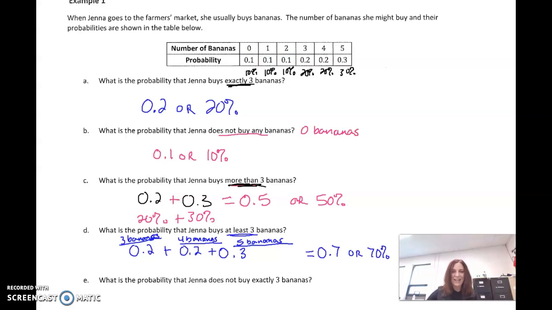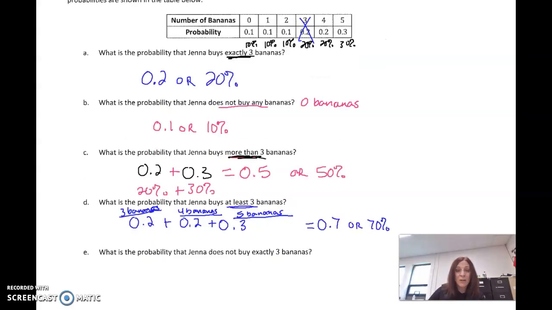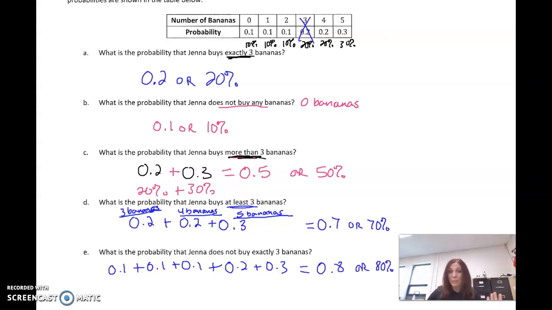Okay, so if it's not exactly 3, 0 is not exactly 3, 1 is not exactly 3, 2 is not exactly 3, 3 is exactly 3, 4 is not exactly 3, and 5 is not exactly 3. Okay, so we're going to do this a couple different ways. The first way is we can do what we've been doing, right? We can add up our probabilities, not including the 3. And so if you do that, 1, 2, 3, 4, 5, 6, 7, 8, that works out to be 8/10. All right, not a problem. We can do that, right?